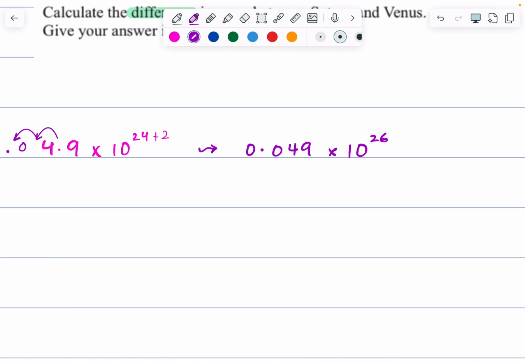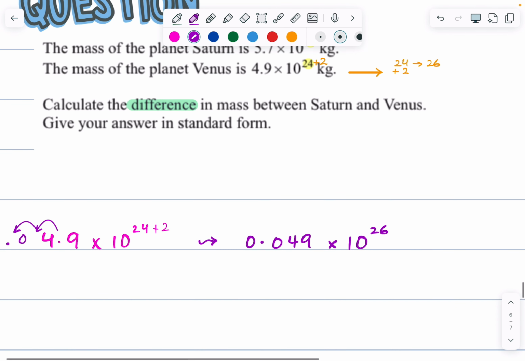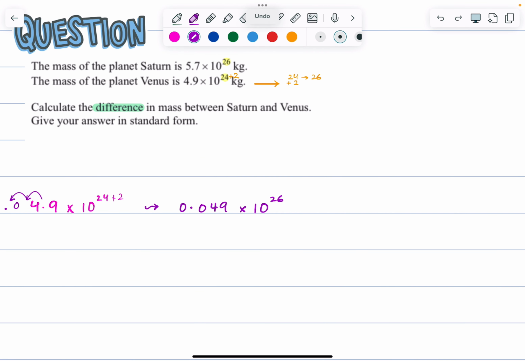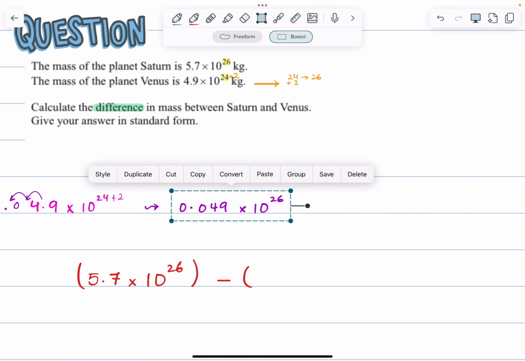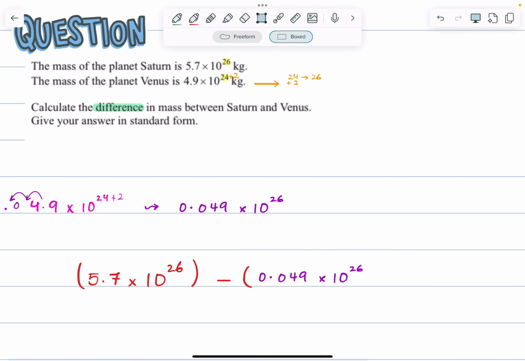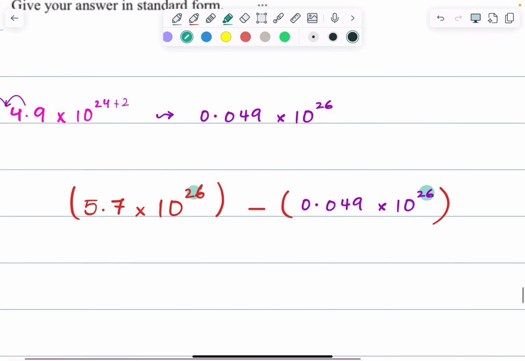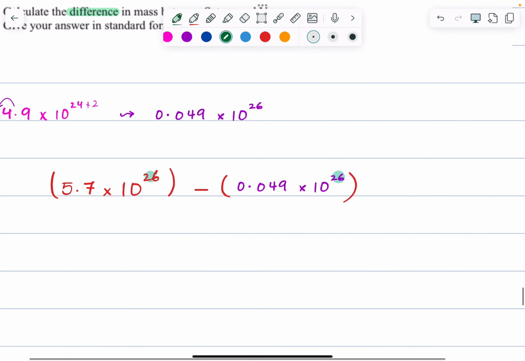Okay, now you want to calculate the difference. Let's have a look. Achha, we want to calculate the difference between Saturn and Venus. So what I'm now going to do is I'm going to write 5.7 times 10 to the power 26 minus all of this, 0.049 times 10 to the power 26. You can see now that 10 ki powers are the same, correct? So now I can subtract. Ab main befikar hokar subtract kar sakti hoon 5.7 ko 0.049 se.